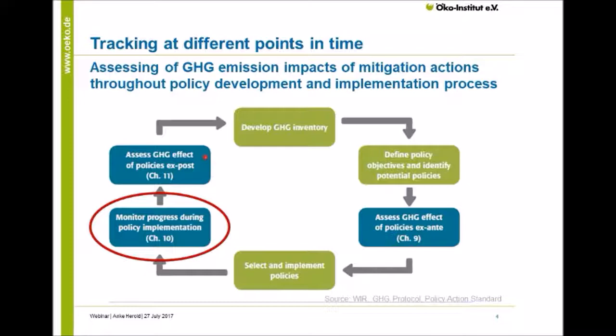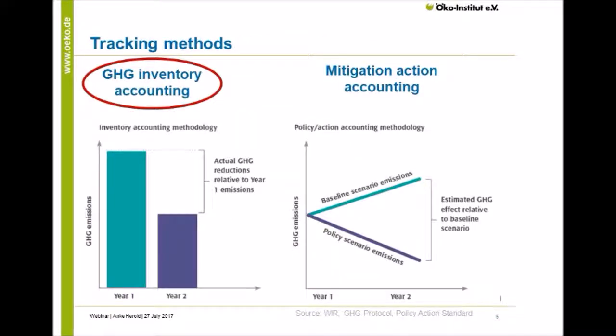What we are focusing on today is more on the monitoring of progress during the policy implementation. And in relation to what I just presented, there are two methods you could use to track the effects of mitigation actions. One is via the greenhouse gas inventories. You have an inventory before you started to implement actions in the agricultural sector. Then you start implementing action, and at a later stage, your inventory should show decreases of emissions due to the effects of the mitigation action.